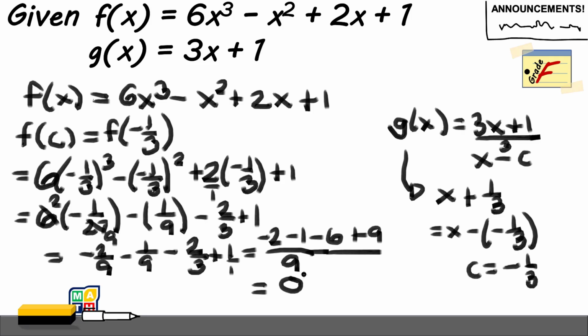This is the remainder when we are going to divide this f of x by g of x here. And now, connecting to our factor theorem, since our remainder is 0, the divisor of 3x plus 1, this one here, g of x, is a factor of f of x. Because according to the factor theorem, if the remainder is 0, automatically the divisor is a factor of the dividend.